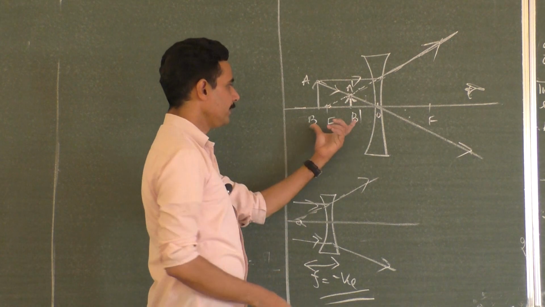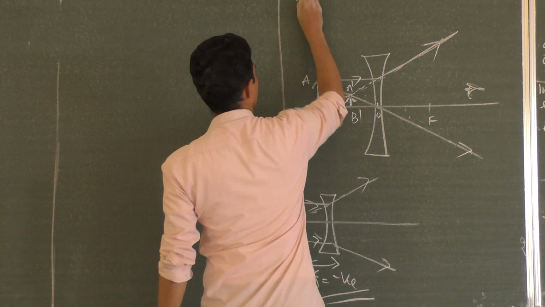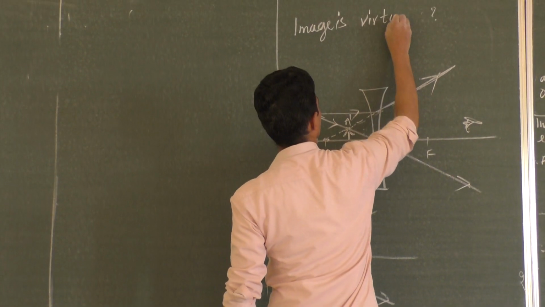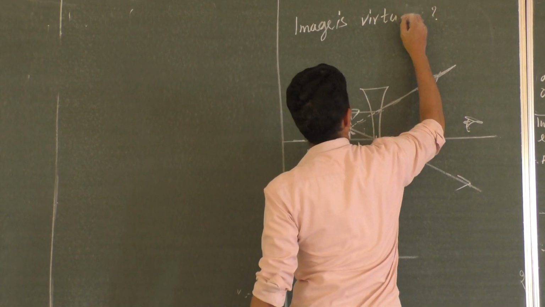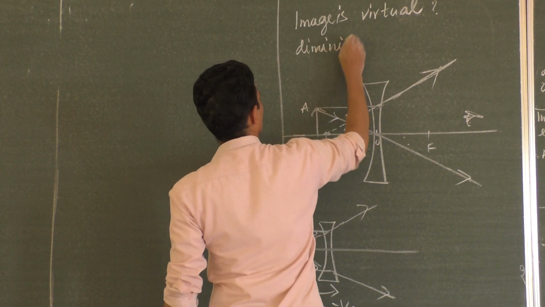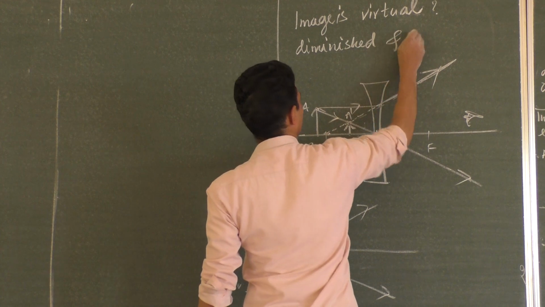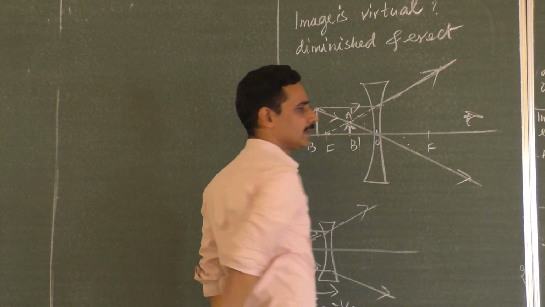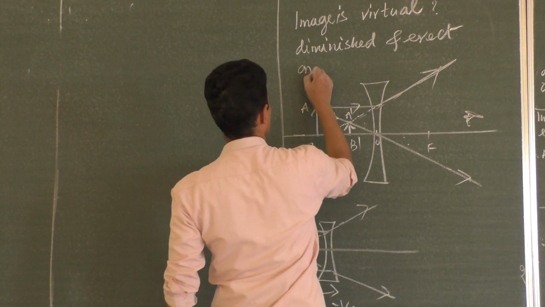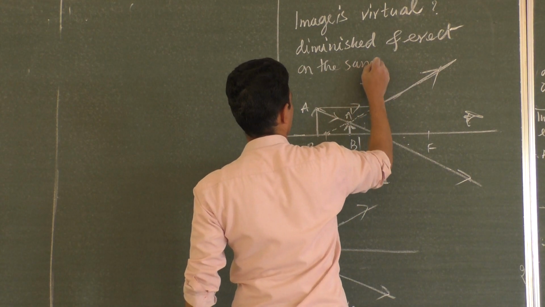So for any position of the object, image is virtual, diminished, and erect. Virtual diminished erect image is formed on the same side, right? On the same side as the object.